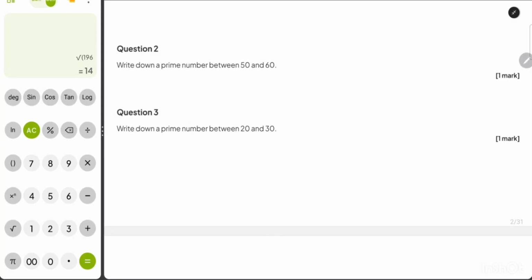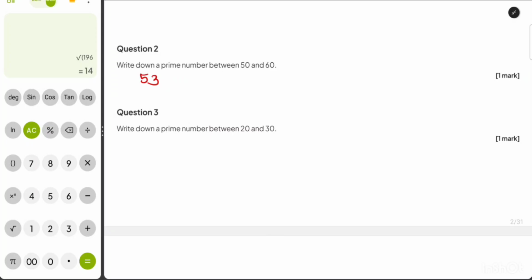Now between 50 and 60, if you see, 53 is a prime number, so I can write 53. Now write down a prime number between 20 and 30. So between 20 and 30, easily you can say that 29 is a prime number, 23 is a prime number. So you can write down any one. Because they are asking a prime number, always go with only one answer.